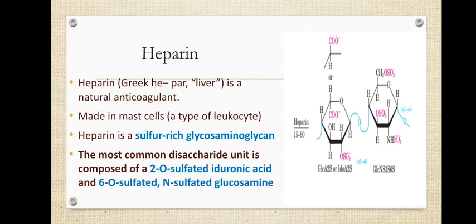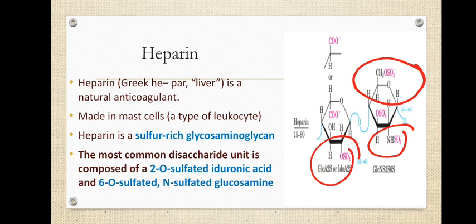They are a special type of white blood cells present in our body, and heparin is a sulfur-rich glycosaminoglycan. Glycan means a polysaccharide, you know. So a glycosaminoglycan is a sulfur-containing compound, as you can see here. It is formed of repetitions of disaccharide units, and the repeating disaccharide units are sulfated iduronic acid and sulfated glucosamine. Both together form the repeating units of heparin.